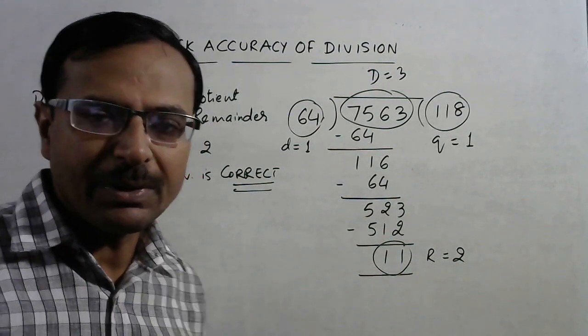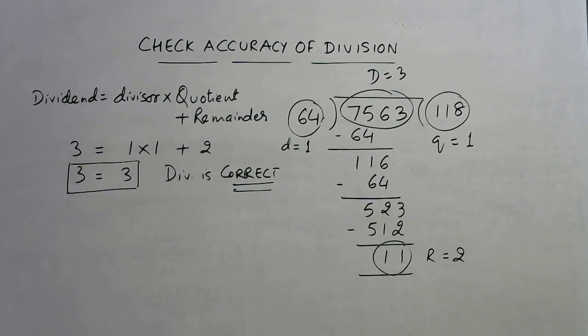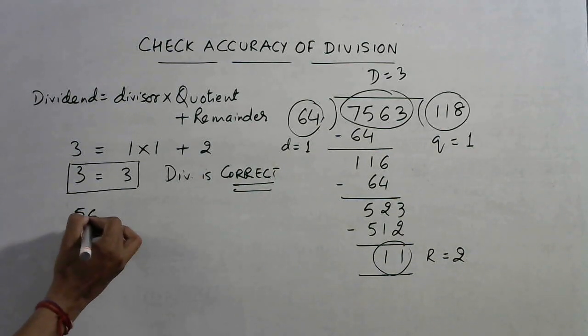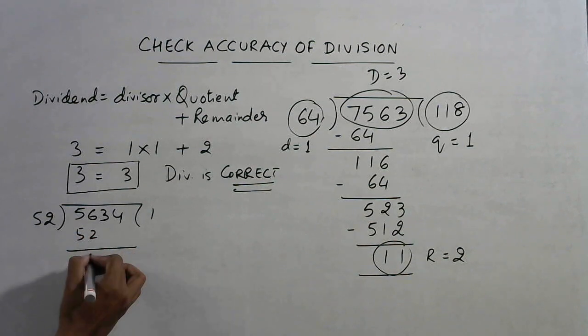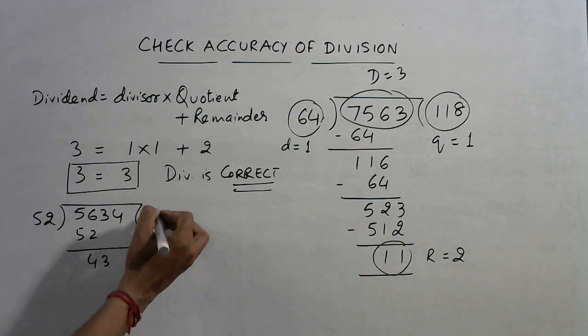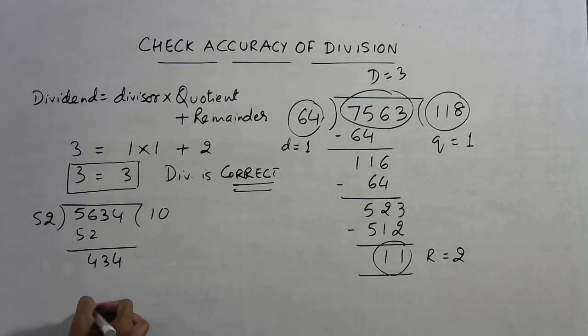So let's take one more example and understand how this process is carried out. Say we take 5634 and divide it by 52. So 52 ones are 52, 4, 3. So we'll have to put a 0, 4 down. So 8 times 8 to the 16, 416. Subtract, you get 18. Now see, we have carried out the division process.